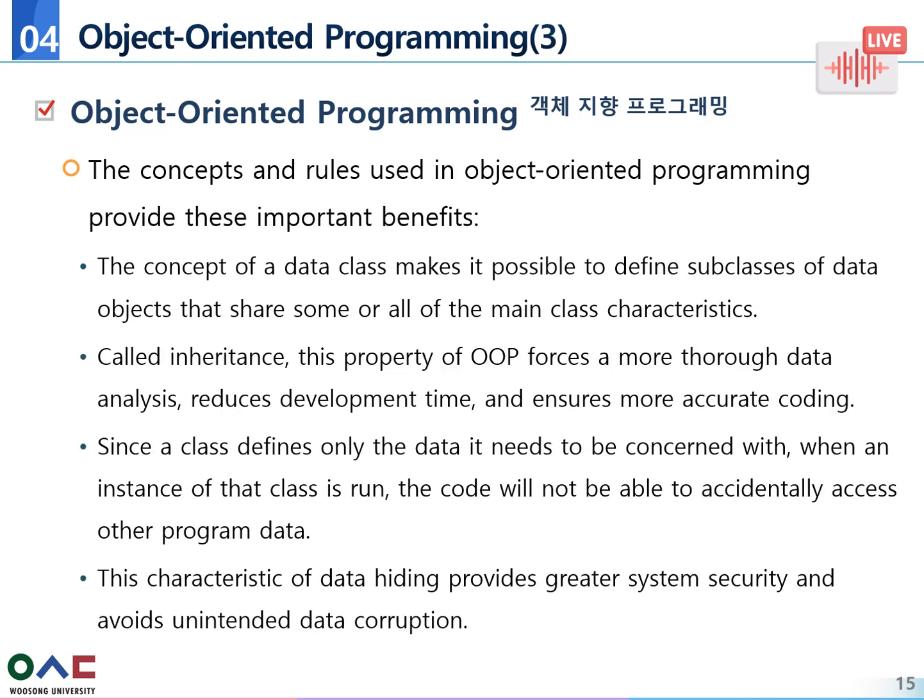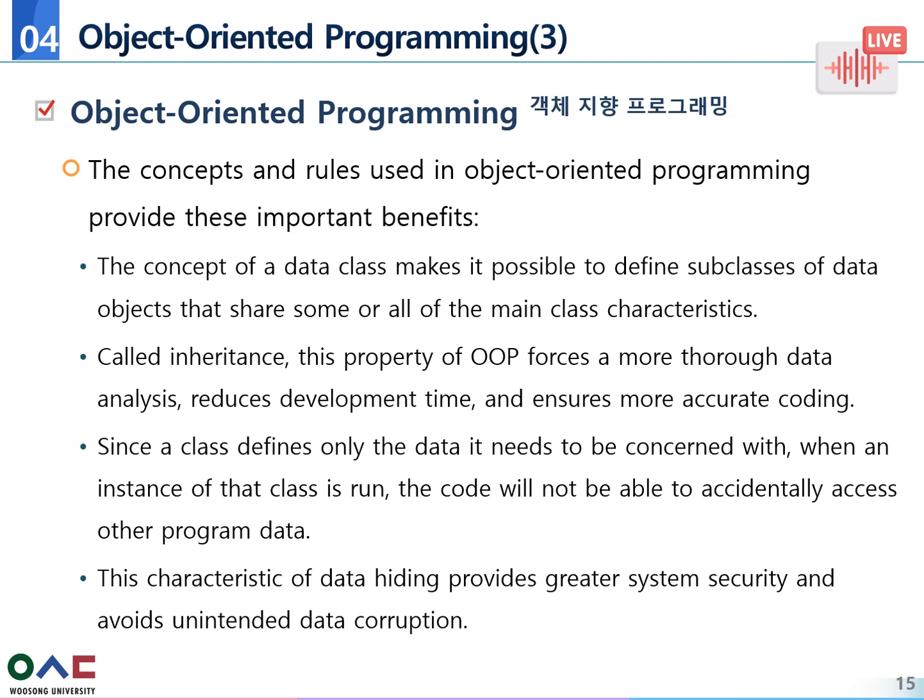The concepts and rules used in object-oriented programming provide these important benefits. The concept of a data class makes it possible to define subclasses of data objects that share some or all of the main class characteristics. Called inheritance, this property of OOP forces a more thorough data analysis, reduces development time, and ensures more accurate coding.